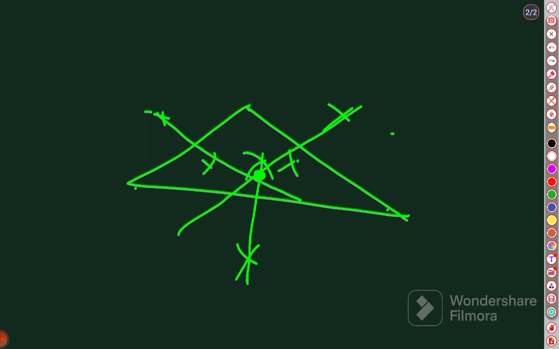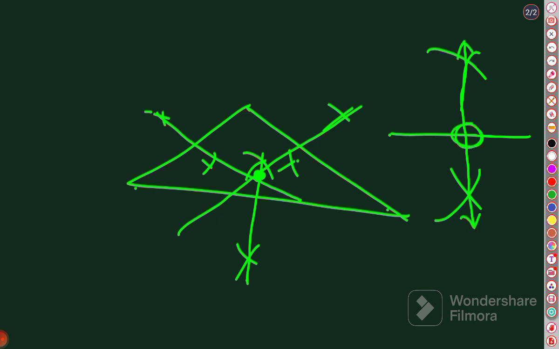What is a perpendicular bisector? Suppose this is the side. You take more than half of it here and here, more than half of it here. At the middle point, this line will intersect the line segment. This is called the perpendicular bisector. It cuts the segment into two equal parts, that is why bisector, and it is perpendicular, that is why it is called perpendicular bisector. So the intersection of three perpendicular bisectors is called the circumcenter.